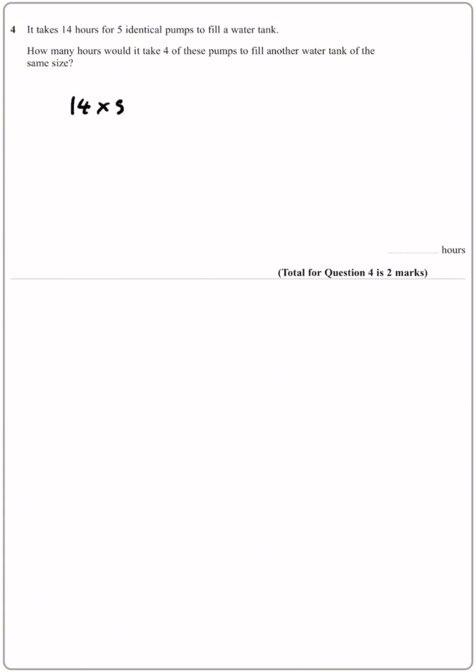Question number 4, if we take the 14 hours times by 5, it tells us how much one pump would do it in. Divide that by 4. For 4 pumps, it's 17.5 hours.